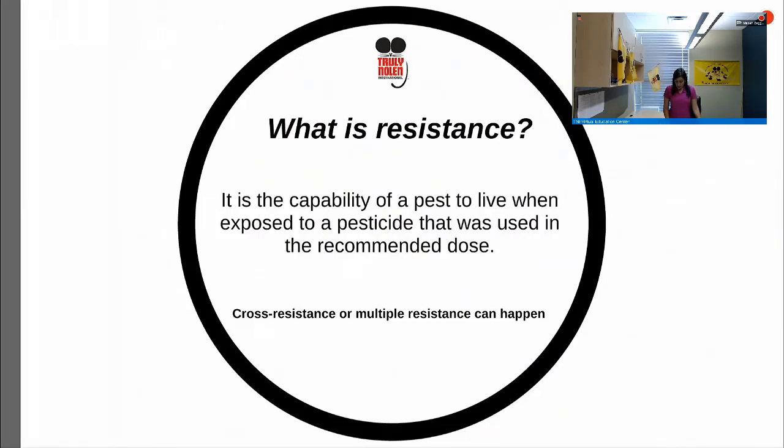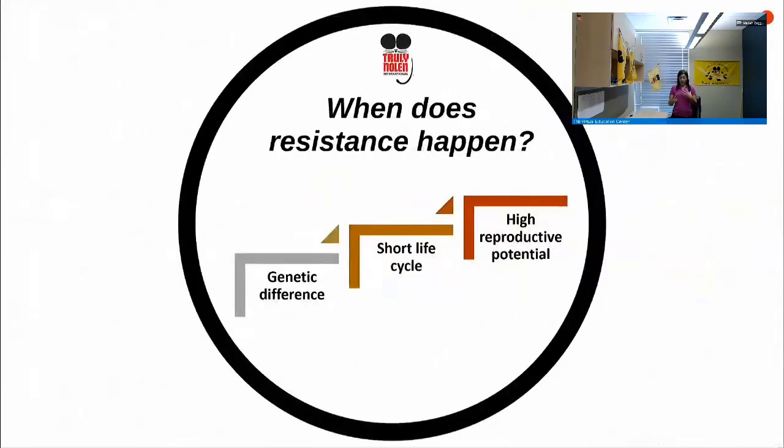Okay, let's explain a little bit more. When does resistance happen? When a population of pests have genetic difference. So it's not that common to see resistant cases for termites and ants. Why? Because their genetic difference is very, very low.